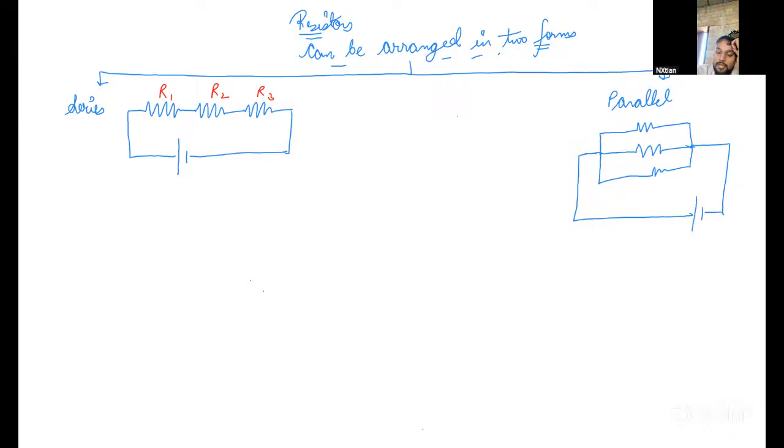Okay, everyone, please pay attention. If resistors are arranged one above one, then these resistors are called parallel. These are parallel ones and these are series ones. Did you understand, guys? Any problem? Yes or no?